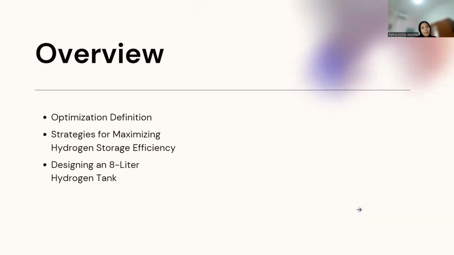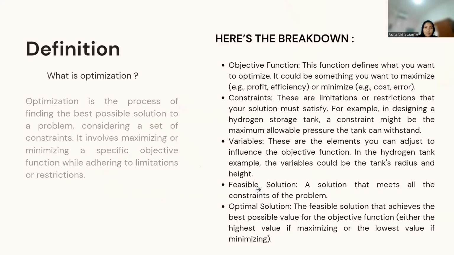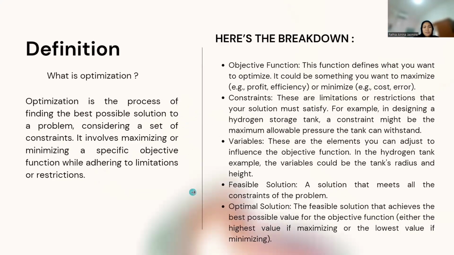So in this PPT, I will tell you about the definition of optimization, strategies for maximizing hydrogen storage efficiency, and designing an 8-liter hydrogen tank. So what is optimization? Optimization is the process of finding the best possible solution to a problem, considering a set of constraints. It involves maximizing or minimizing a specific objective function while adhering to limitations or restrictions.